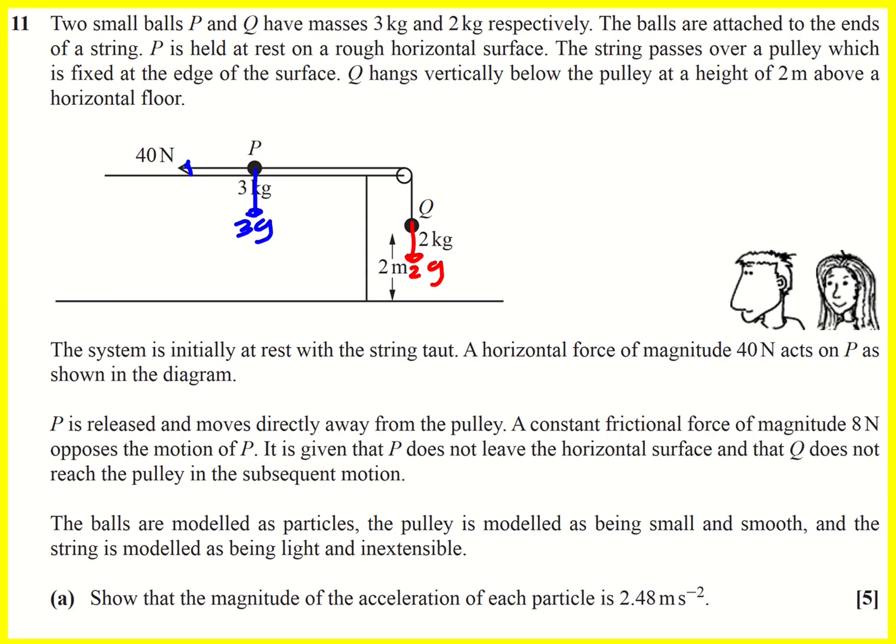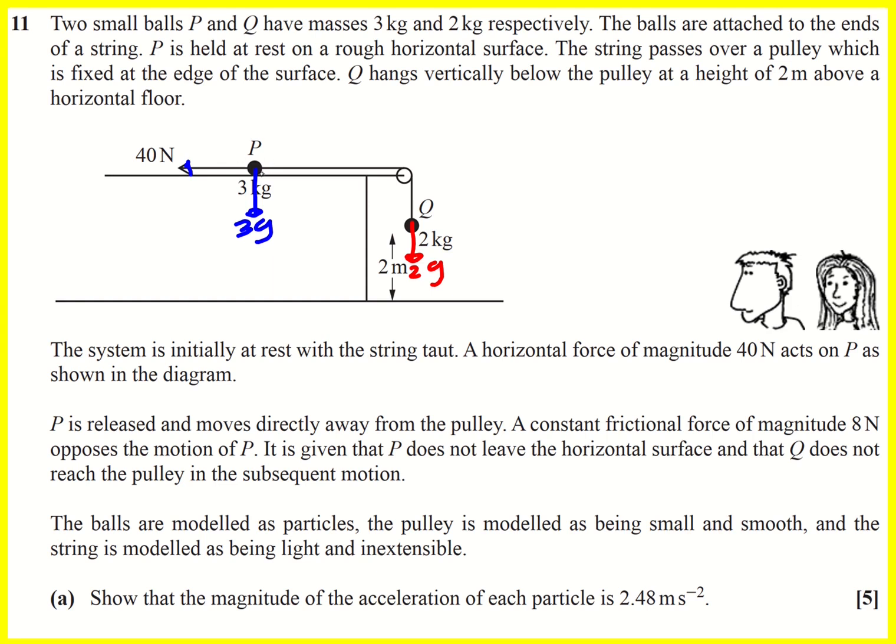We've got the string held at rest on a rough horizontal surface, so there's some sort of friction going on. The string passes over a pulley as shown, which is fixed at the end of the surface. Q hangs vertically below at a height of 2 meters above a horizontal floor. So the first thing you should do is basically draw. We might not have been given the diagram, but we are here, but draw it yourself and then add some of these things on. The system is initially at rest and a horizontal force of magnitude 40 newtons acts on P as shown. Before I read any more, let's just add on anything else.